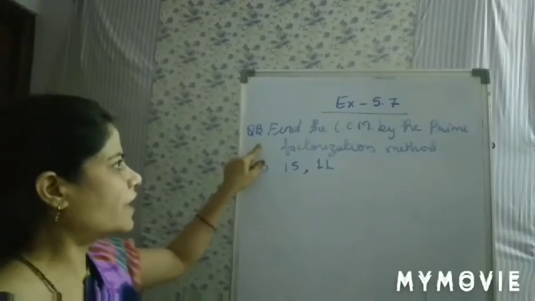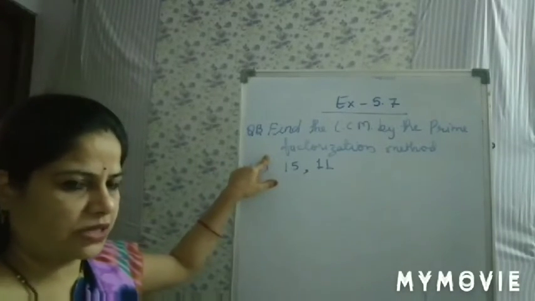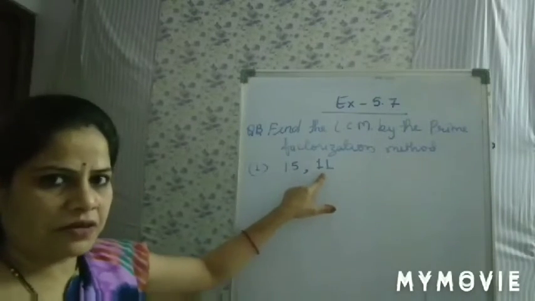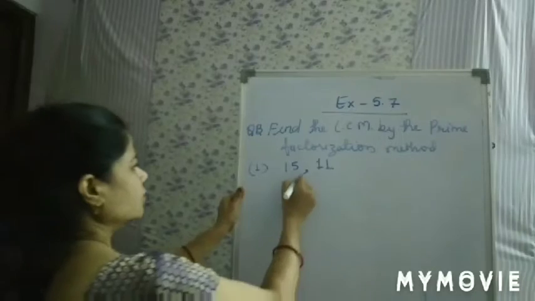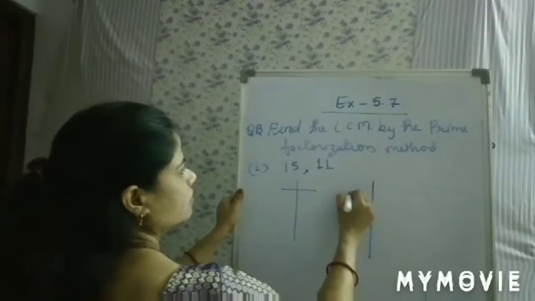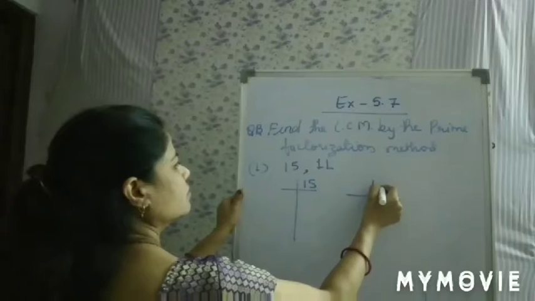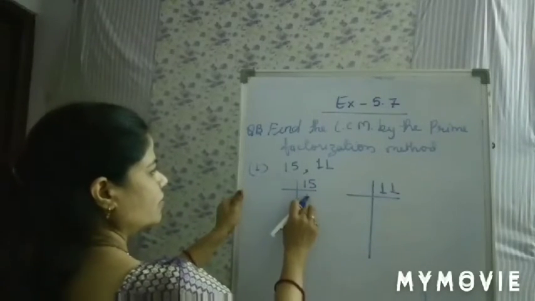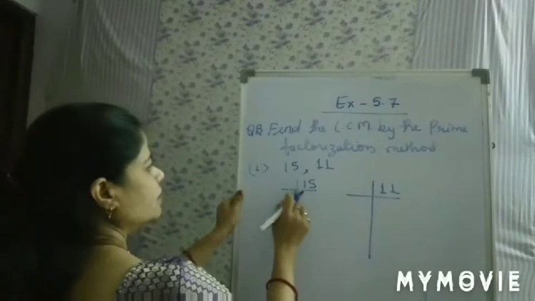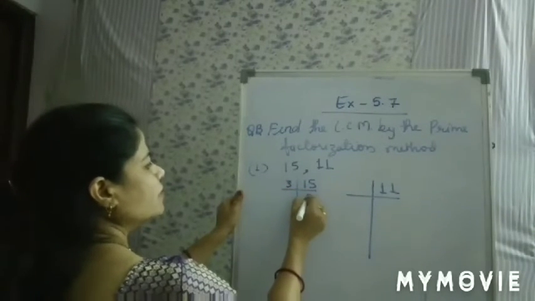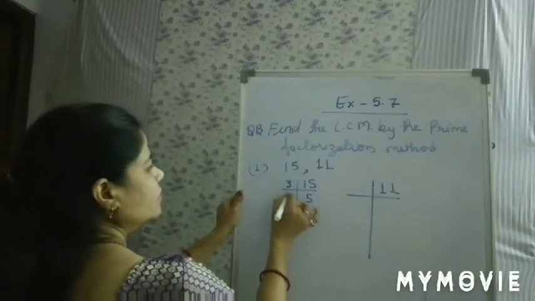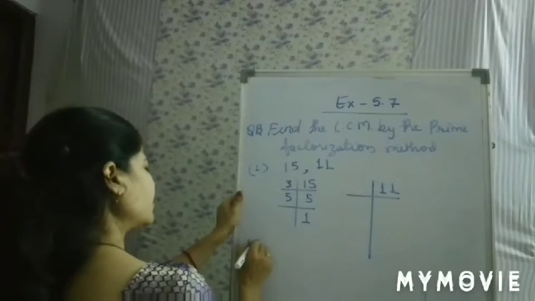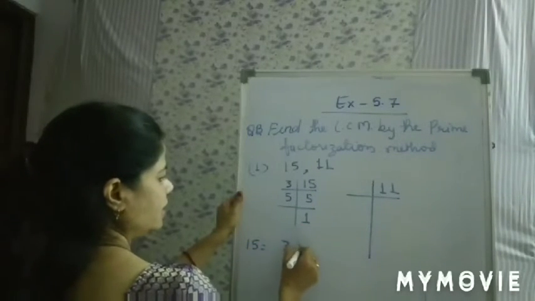Now question number B is find the LCM by the prime factorization method. So first we will find the LCM of 15 and 11 by prime factorization method. In prime factorization method you have to write both the numbers like this, and then since 15 is an odd number, you have to divide 15 by the prime factor 3. 3 5s are 15 and 5 will divide by 5 itself. 5 1s are 5. So the prime factors of 15 are 3 and 5.